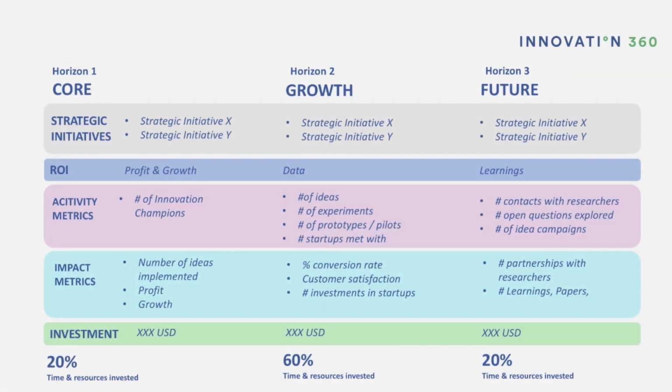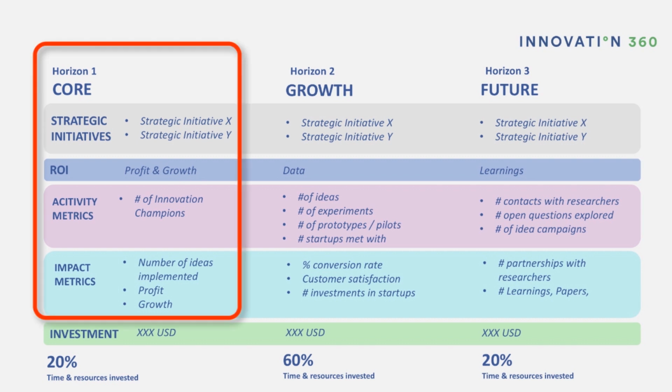Welcome to the section about the innovation process and innovation portfolio. Let's start with the horizons. In the first horizon, you typically focus on the core business. The ROI is typically growth and profit. Activities and activity metrics typically involve people, for instance, the number of involved innovation champions. The impact that you are interested in measuring is the number of ideas that are actually implemented and the profit and the growth based on that.